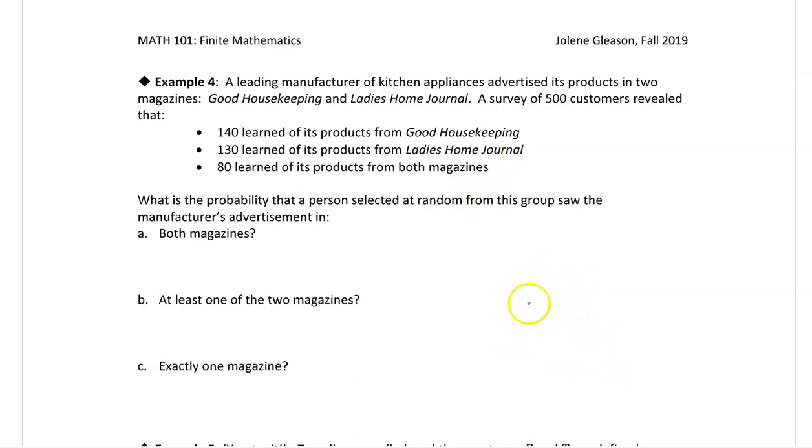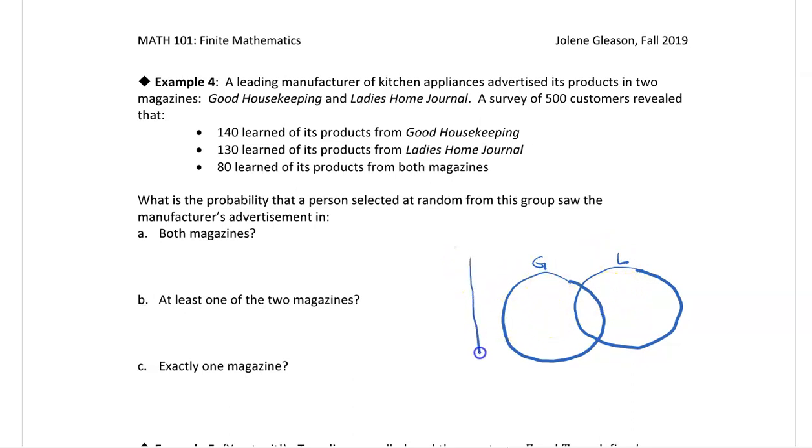So, let's just set this up like we did before with these Venn diagram problems. We have a set of people who learned from Good Housekeeping, a set of people who learned from Ladies' Home Journal, and then we have our whole sample space, right? Well, it's not really a sample space because we're actually dealing with numbers of things. So this is our universal set of 500 customers that were surveyed. Now we can just fill in the numbers in the Venn diagram.